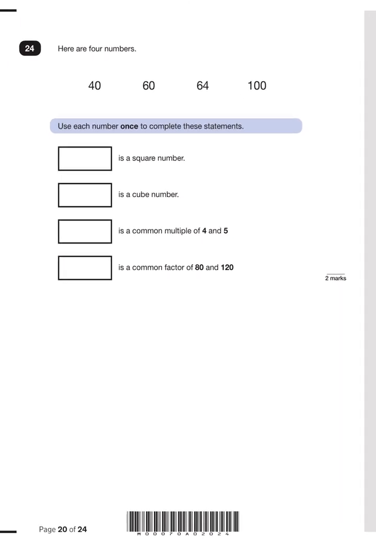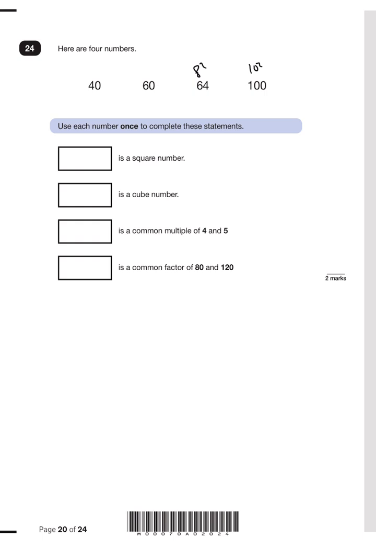Number 24. Here are 4 numbers, 40, 60, 64, and 100. Use each number once to complete these statements. Blank is a square number. 40 is not a square number. 60 is not a square number. 64 is a square number, because 8 squared is 64. And 10 squared is 100, so we've got 2 actually.